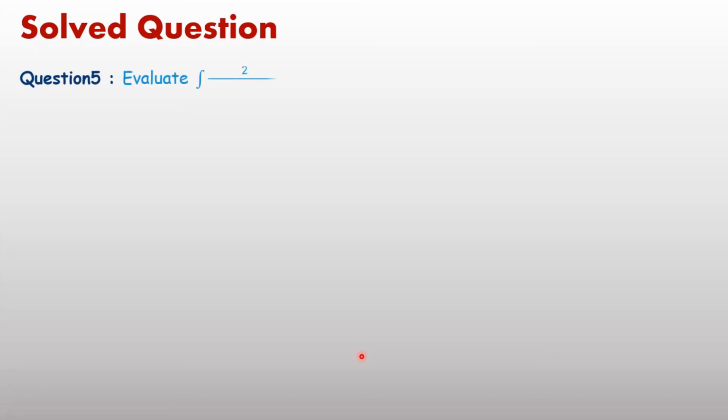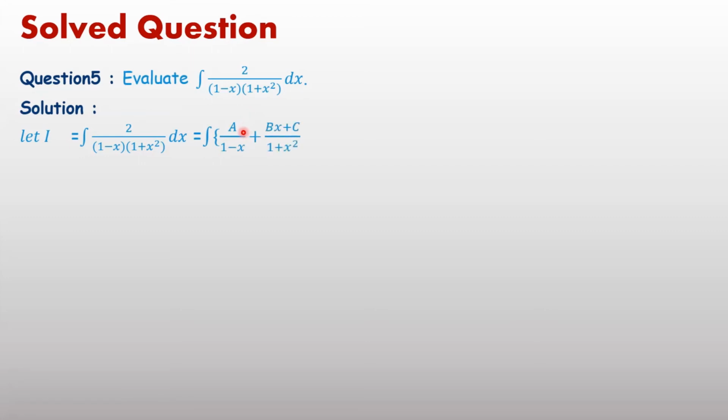Now, question number 5. Next situation: in denominator, one is a linear factor and second is quadratic. If denominator factor is a linear factor, then in numerator write A, and if denominator is a quadratic, then numerator write as linear, meaning Bx plus C. For partial fraction, 2 upon (1 minus x) into (1 plus x) square we can write as A upon (1 minus x) plus (Bx plus C) upon (1 plus x square). Write separately and form as equation first.